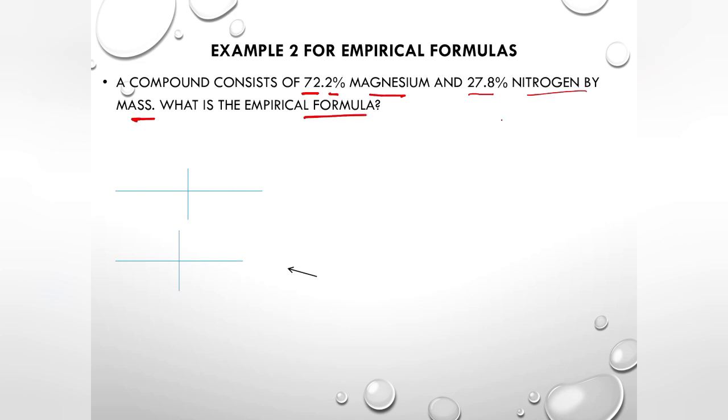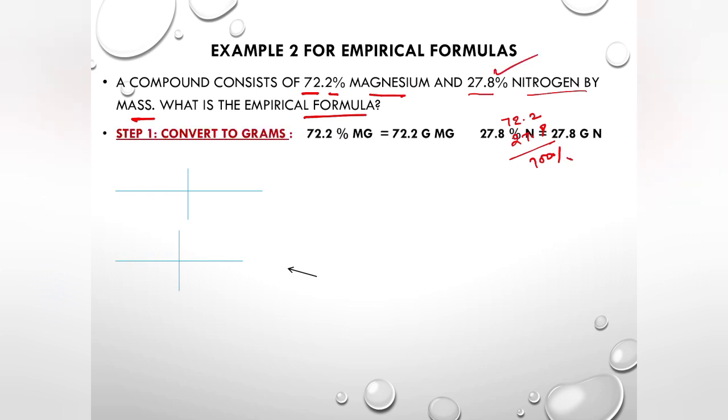Again we just sum up the 72.2 and 27.8, we get 100. It means all the percentage is given. Now we start step number 1. Step number 1 is to convert the mass into gram.